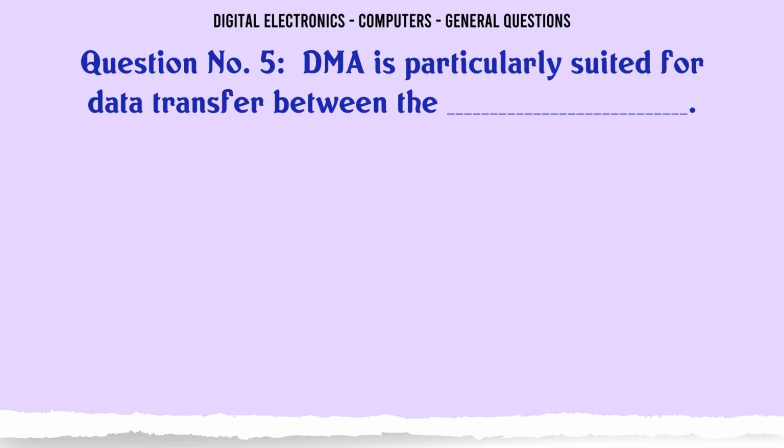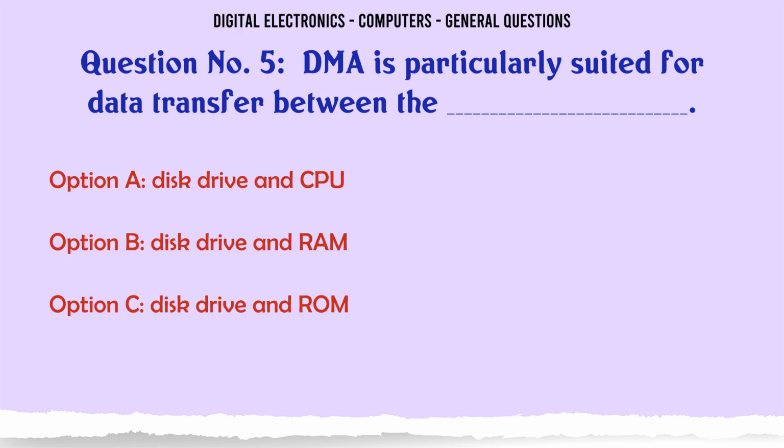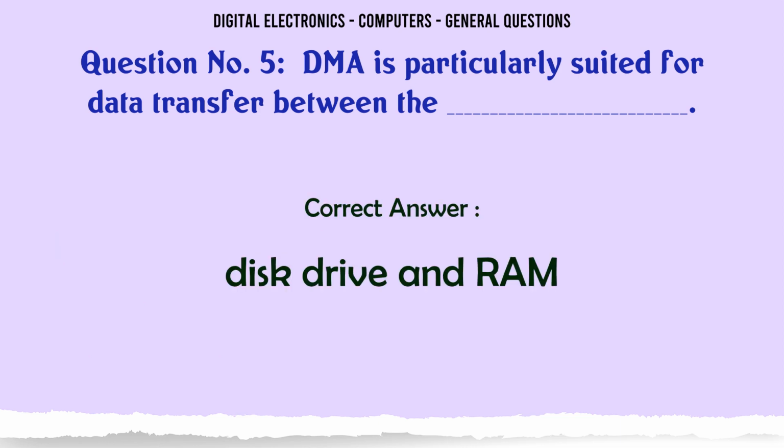DMA is particularly suited for data transfer between the A. Disk drive and CPU. B. Disk drive and RAM. C. Disk drive and ROM. D. Disk drive and I/O. The correct answer is disk drive and RAM.